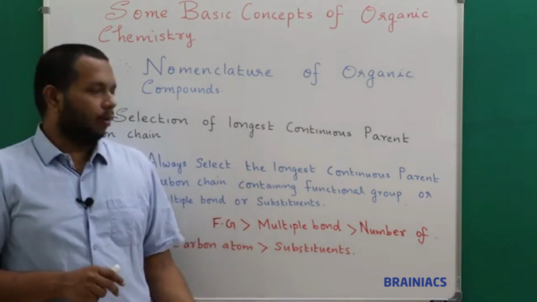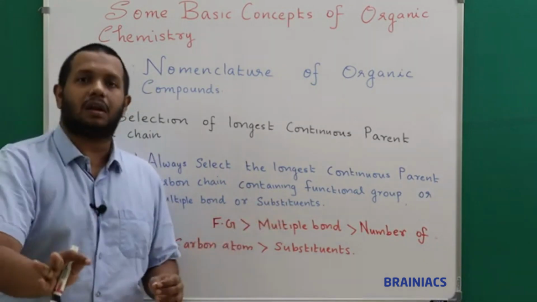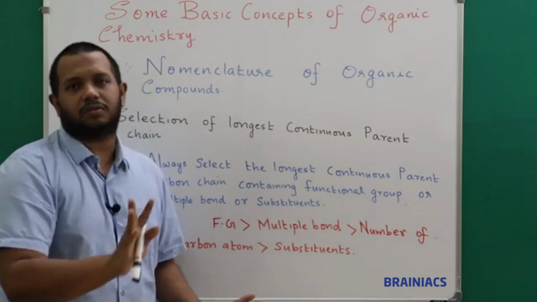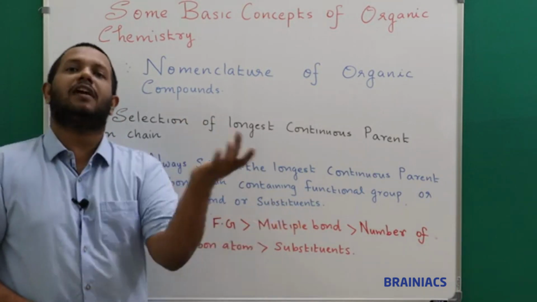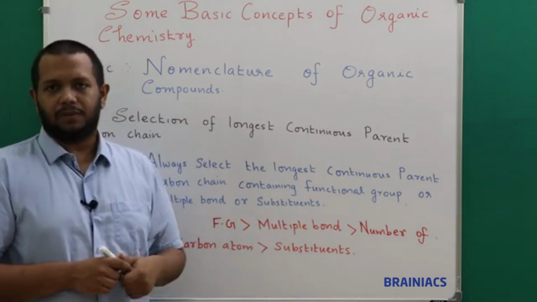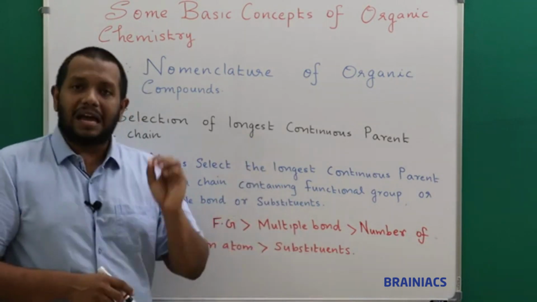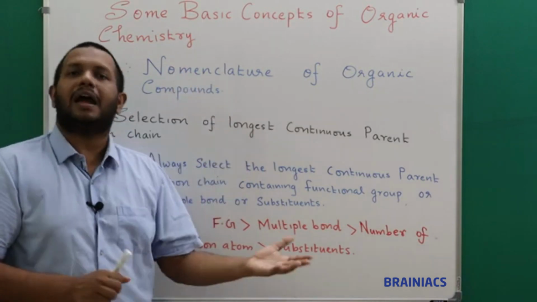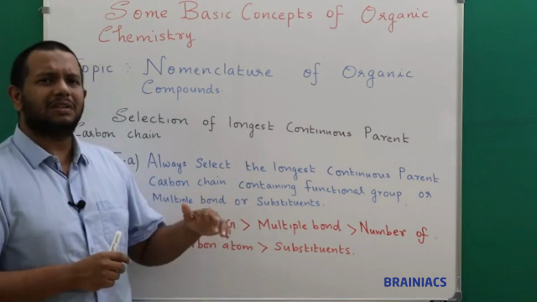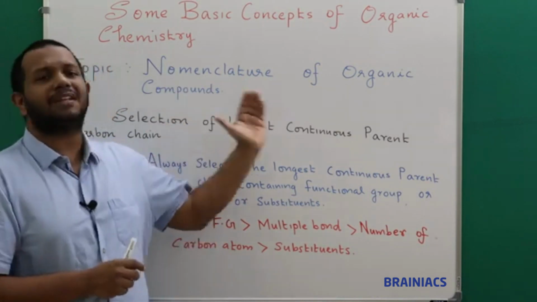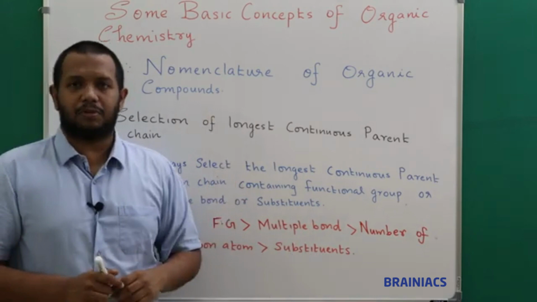Suppose in your organic compound there is no functional group but multiple bonds are there, then the rule says that mandatorily you should include the multiple bonds, and with that you find the longest continuous parent carbon chain. And if that is not there, suppose substituents are there, in that case you should include them and then find the longest parent carbon chain. This is what it is saying. This is not that easy when we say it, so we will see different examples for how this rule is understandable.